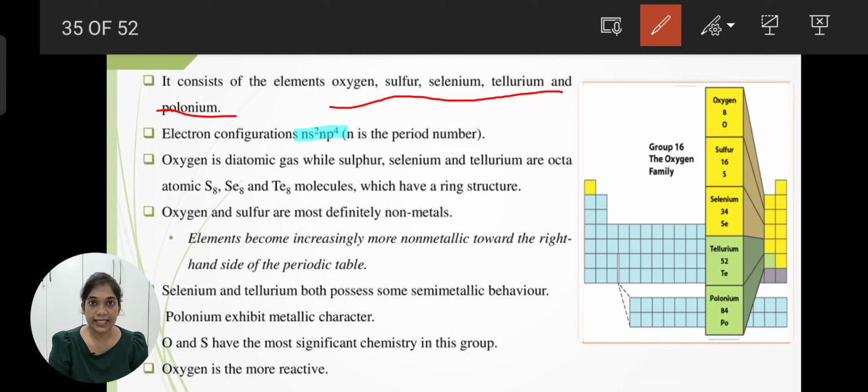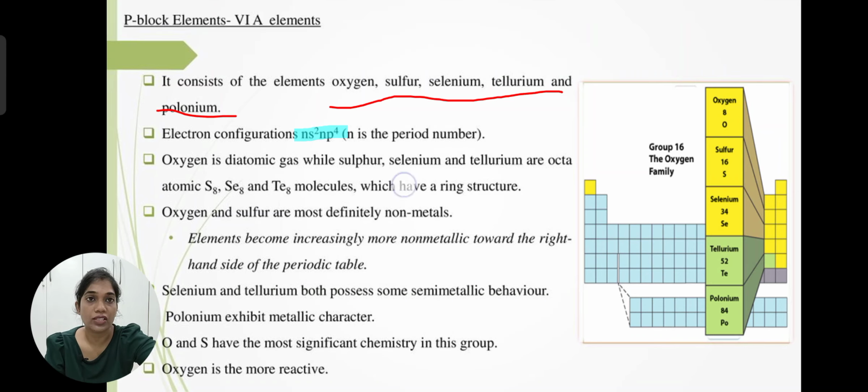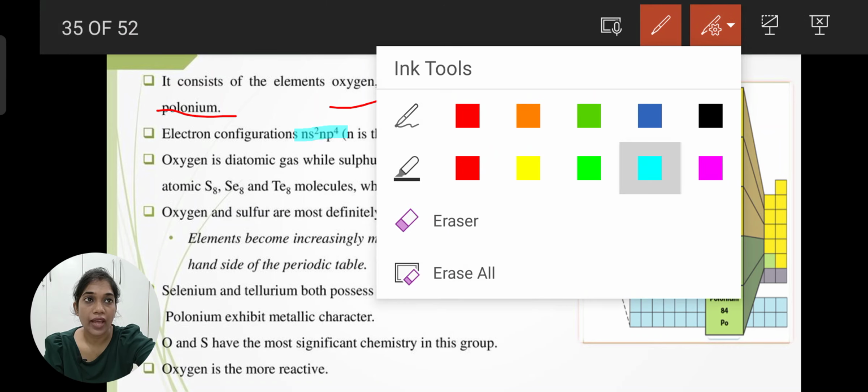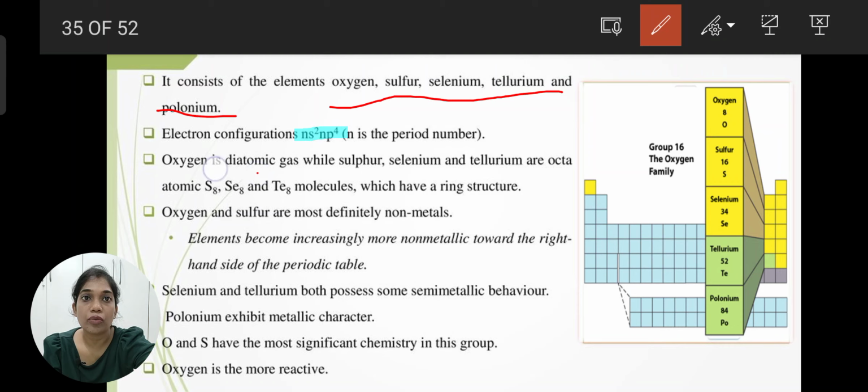Now oxygen is a diatomic gas. Oxygen is present in gaseous form, while the other members, that is sulfur, selenium, tellurium, are octatomic with ring-like structure. Now oxygen and sulfur are non-metallic in nature, while selenium and tellurium are both metalloids, which have both metal and non-metal properties.